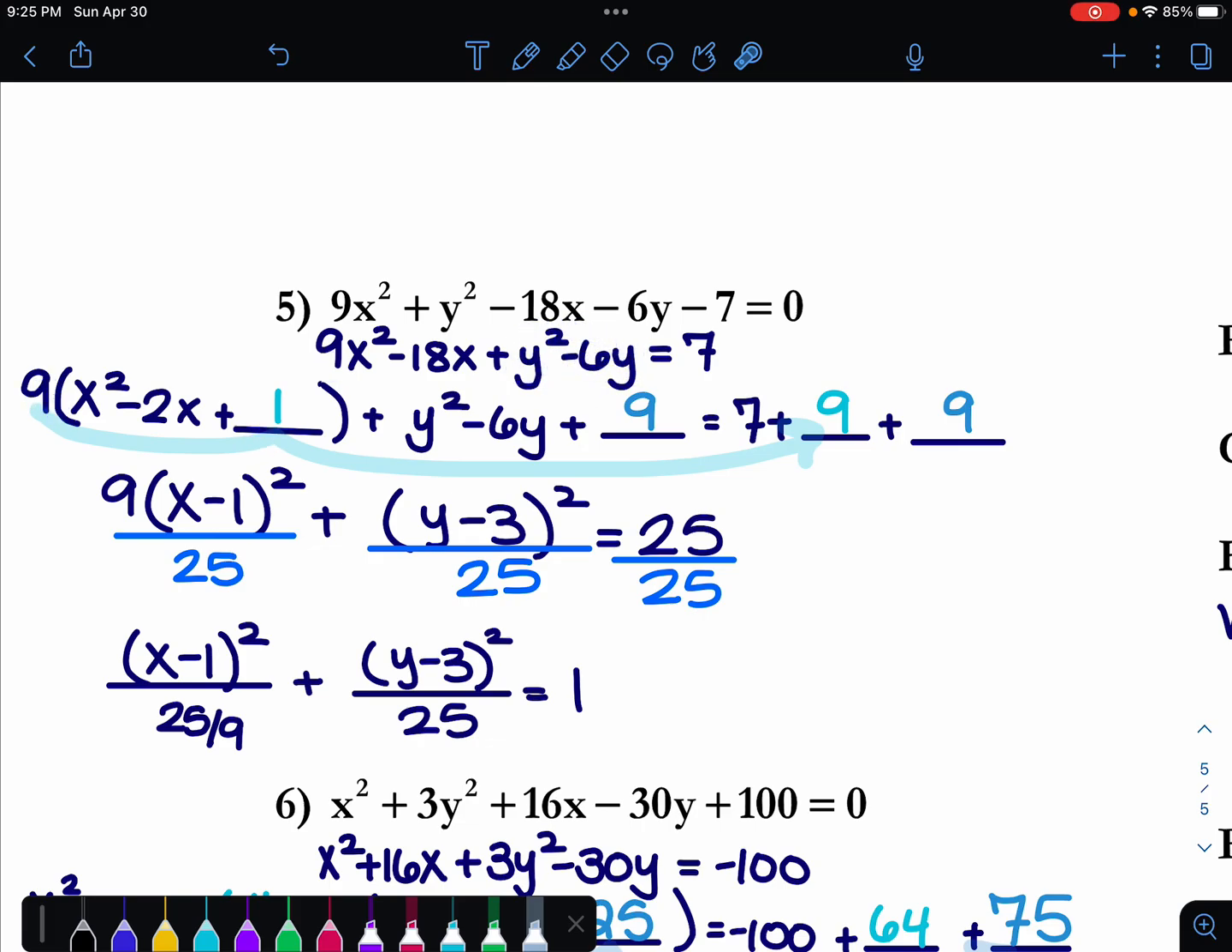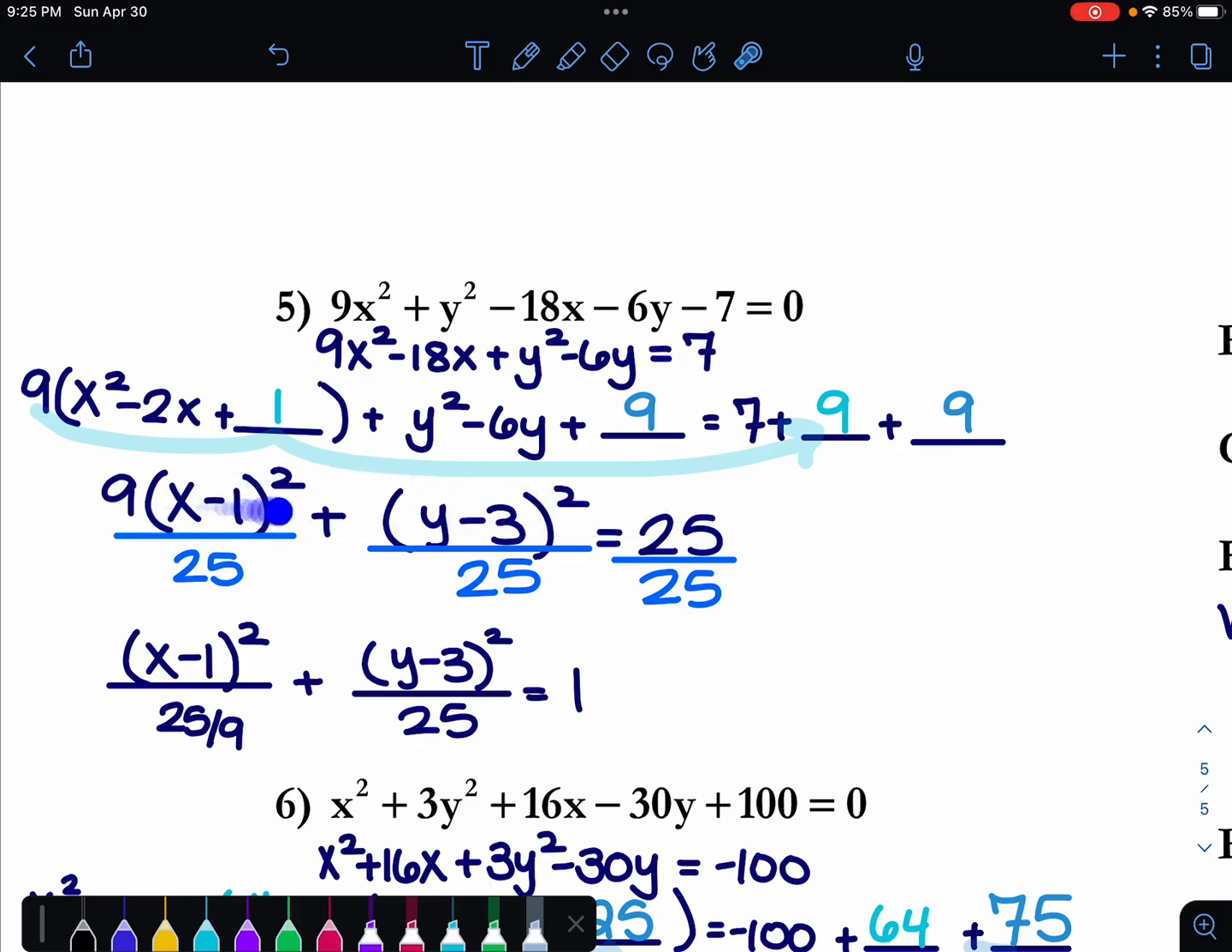The y's, on the other hand, didn't have a coefficient. It was just 1y squared, so we could just complete the square as normal. Negative 6 divided by 2 is negative 3. Negative 3 squared is 9. So when I add the 9 here, I just add it to this side as well. So now this is a perfect square trinomial that I can factor, and this is a perfect square trinomial that I can factor. Don't forget to bring your GCF down, okay? And 7 plus 9 plus 9 is 25.